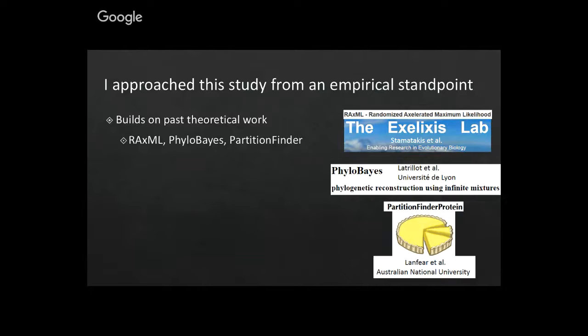And then Rob Lanfear and his group developed PartitionFinder, which I imagine most people are also somewhat familiar with. I should acknowledge him because a lot of the work builds off some of what he's done and really utilized PartitionFinder pretty heavily in this research.